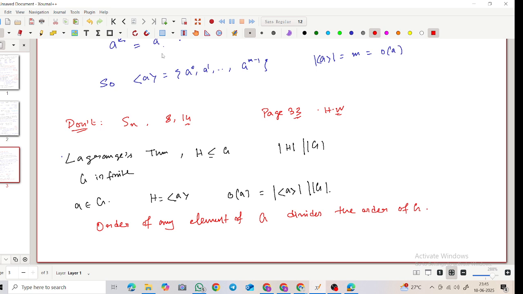Is there anything else regarding order? Just a minute, let me try. Sir, does any element generate the group? No. Do you need a to generate the group? You look at it. I don't need that. I have only taken an element of G. Okay, think about it.